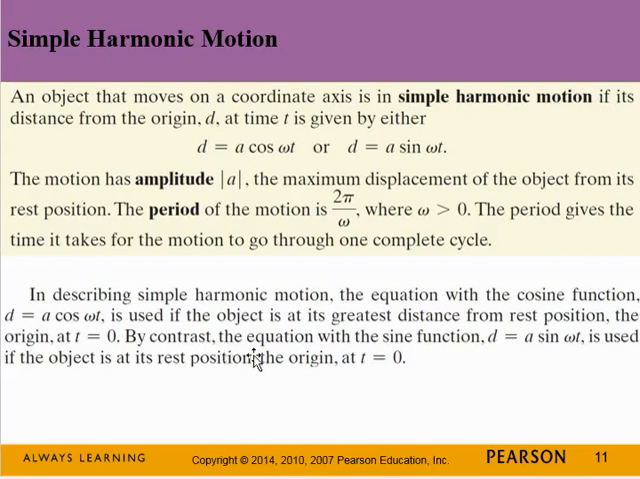In describing harmonic motion, the equation with the cosine, d equals a cosine wt, is used if the motion is at the greatest distance from the rest position when t is 0. In contrast, the equation with your sine function is used when the object is at rest, so at its origin, so d equals 0.